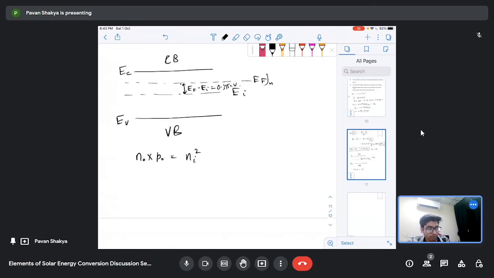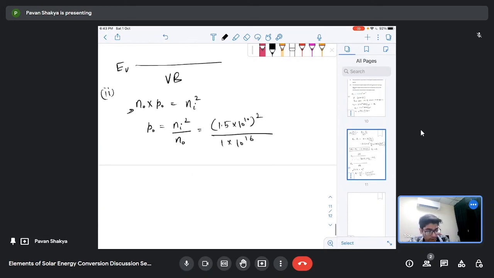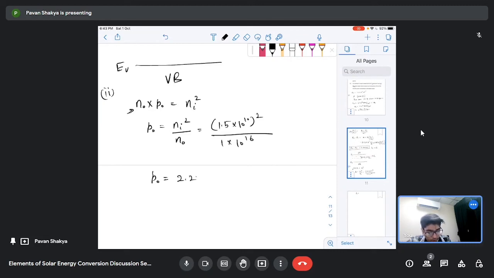So now we have the value for this N naught. From this formula we can calculate the value for the whole concentration, that is P naught, and it will be equal to Ni square divided by N naught. When we put the value, Ni is given as 1.5 into 10 to the power 10, whole square, divided by this N naught, that is given as 1 into 10 to the power 16. So when we solve this, P naught comes out to be 2.25 into 10 to the power 4 moles per centimeter cube.